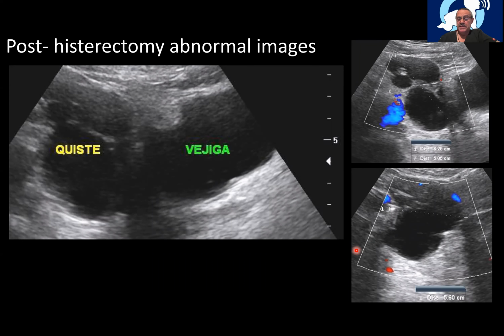And abnormal images after surgery, hysterectomy, which are cystic-like. But this looks like a twisted tube. See that? More like a twisted tube more than an ovarian cyst.